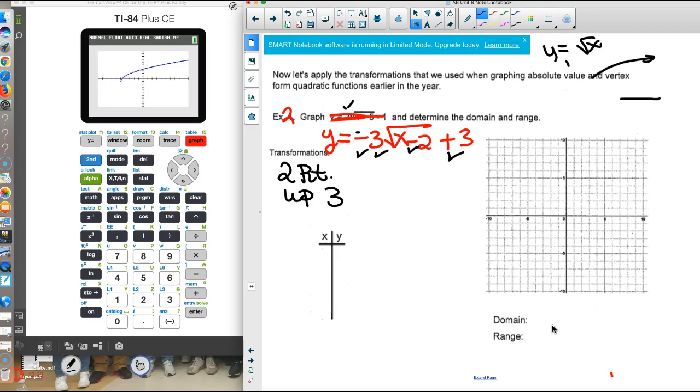And don't worry about this negative right here. Look at that 3 and me making Jake stretching him 3 times his height. It's a vertical stretch. That was a half. We call it a compression. So we're going to say vertical stretch. We good so far?